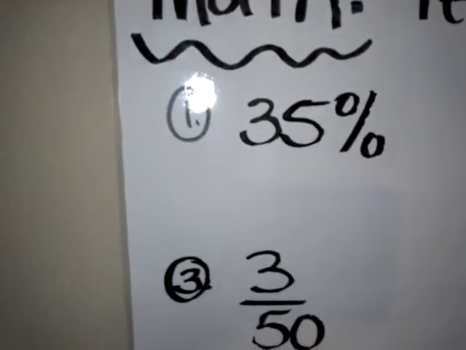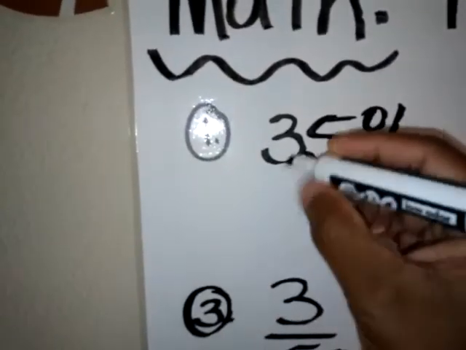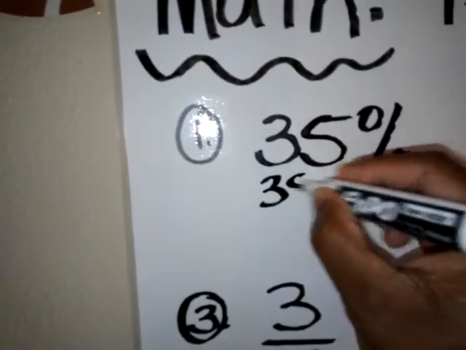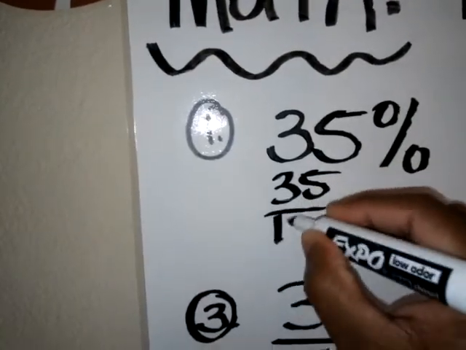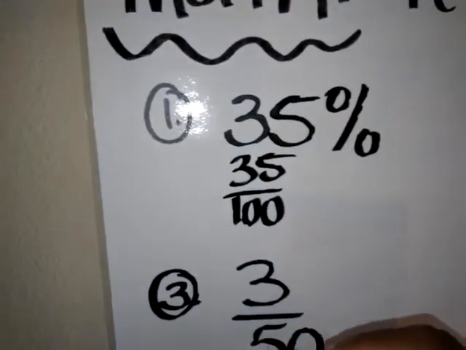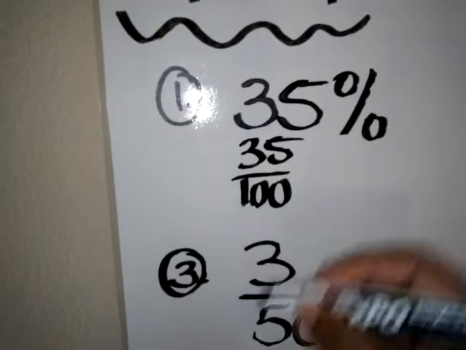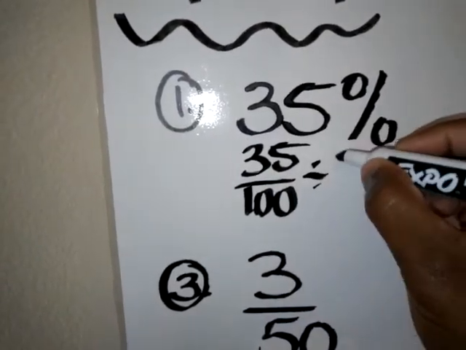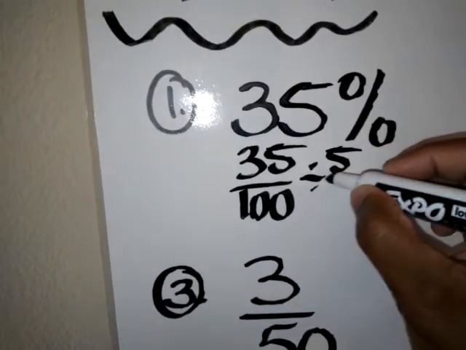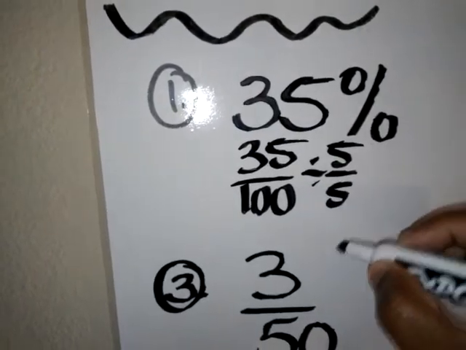So how do you transform a percent into a fraction? Well, you put 35, which is the part, over 100, which is the whole. And then you just simplify this as a fraction. The GCF for 35 and 100 is 5. So you divide both by 5.